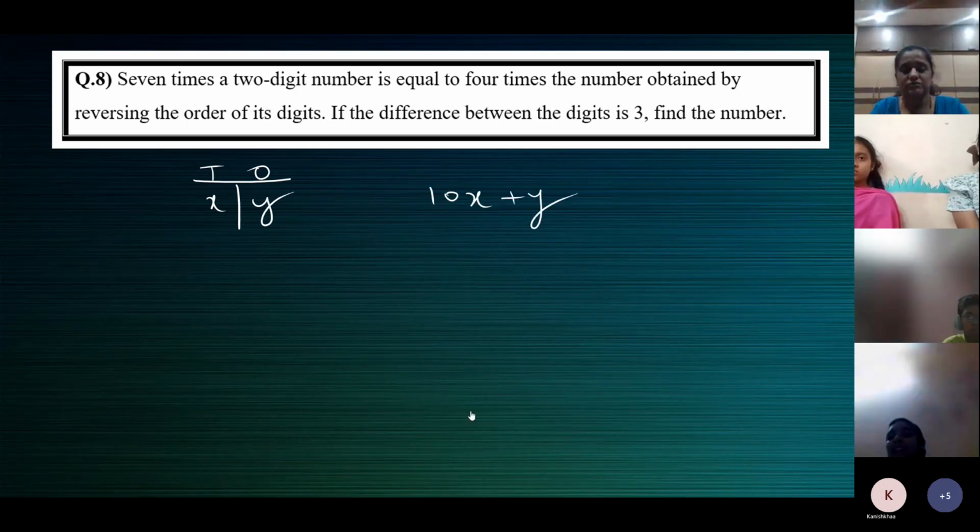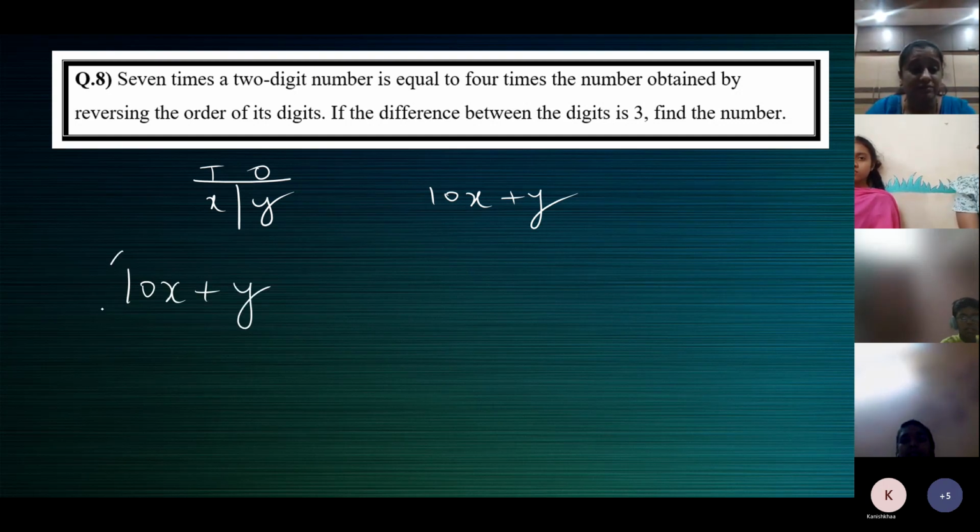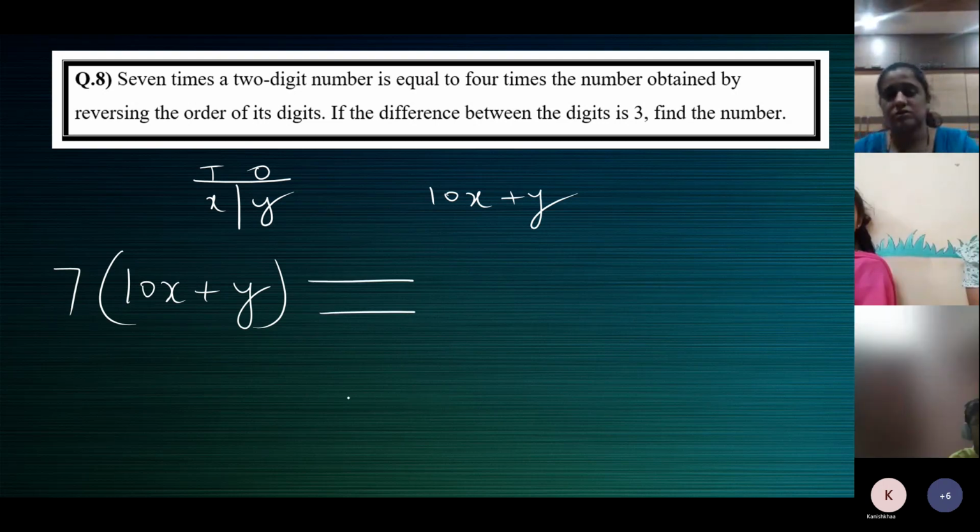So what is given here? Seven times a two-digit number. The two-digit number is 10x plus y. 7 times a two-digit number is equal to 4 times the number obtained by reversing the order of the digits.